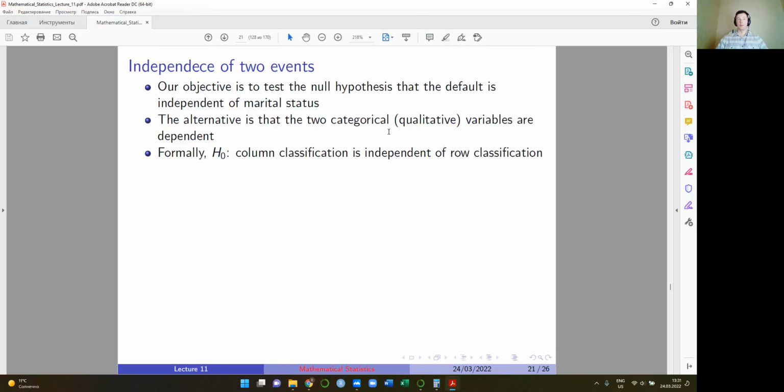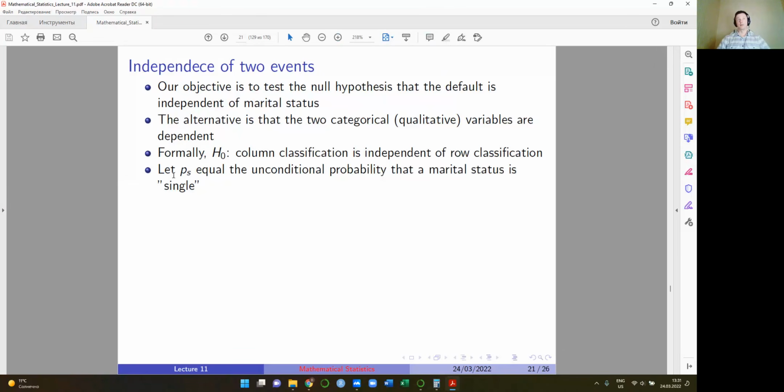So formally, H0 is that column classification is independent of row classification. So the probability that you will fall in one of the column groups is independent of the probability that you will fall in one of the row groups.